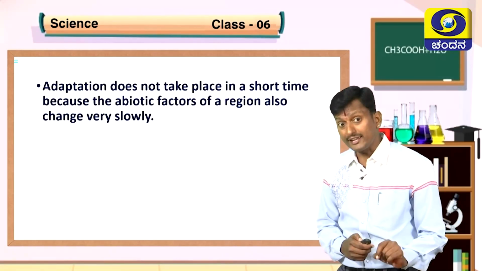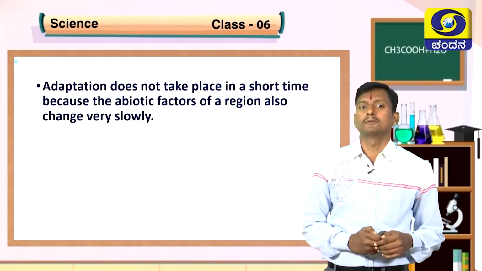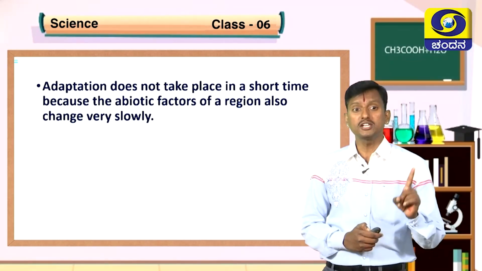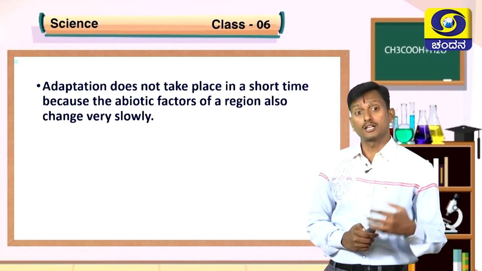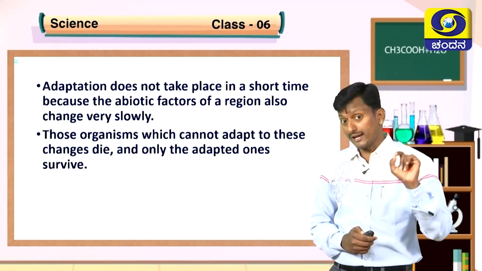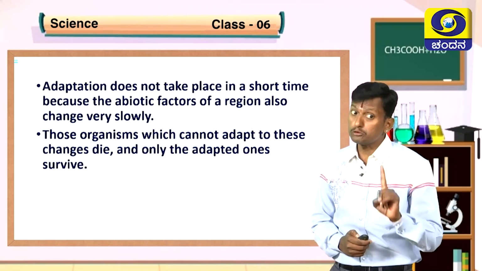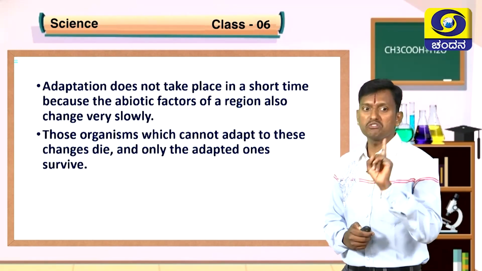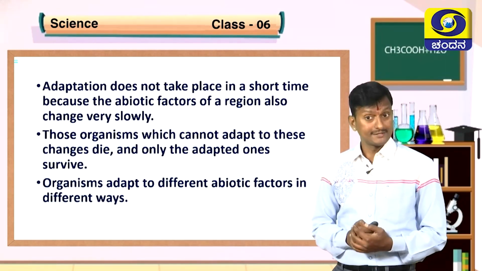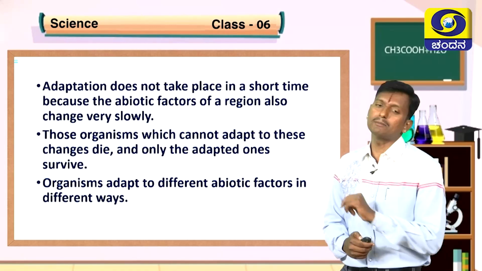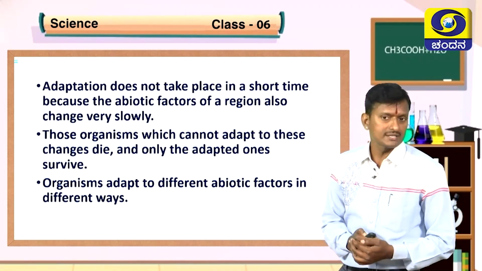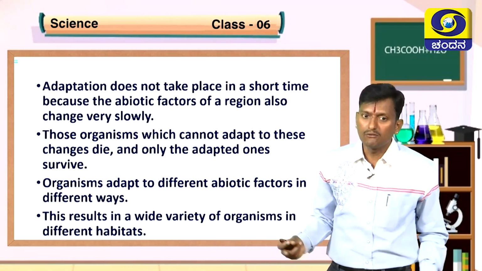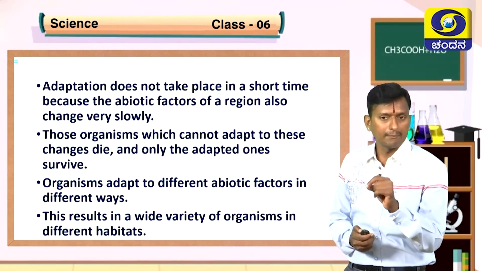Adaptation does not take place in a short time because the abiotic factors of a region also change very slowly. It takes a long time. Those organisms which cannot adapt to those changes will die, and only the adapted ones survive. Organisms adapt to different abiotic factors in different ways. This results in a wide variety of organisms in different habitats.